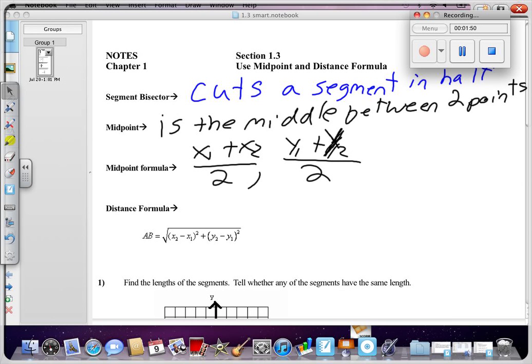Okay, so a segment bisector, if I've got a segment and I bisect it, that means you do what? Okay. A midpoint is where? Between 2 points. Exact middle between 2 points. Midpoint formula and distance formula you will have memorized by the end of the year. You could start now.